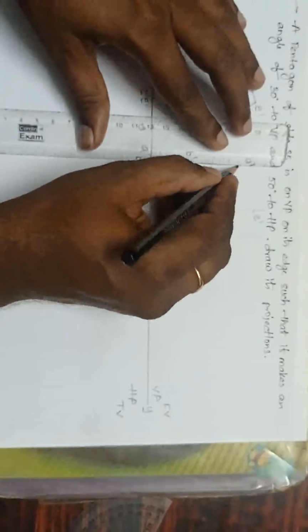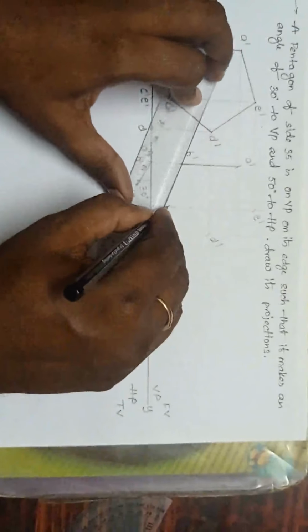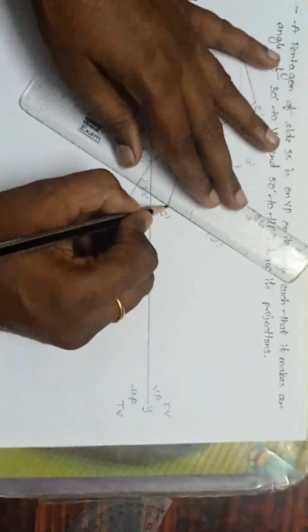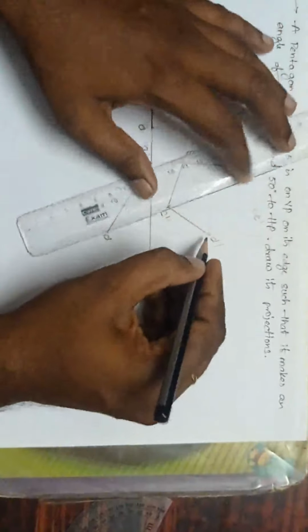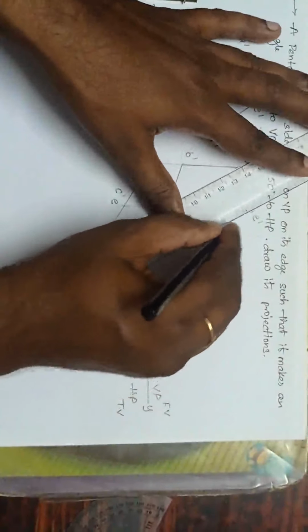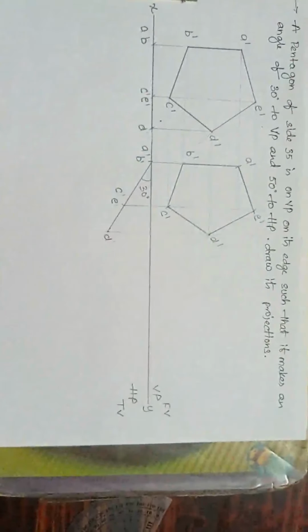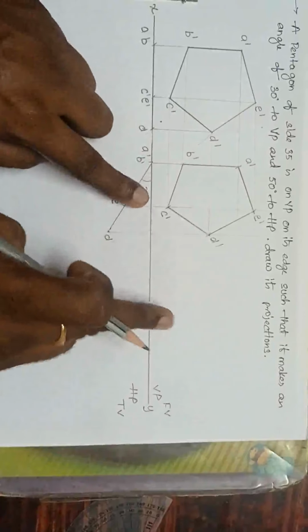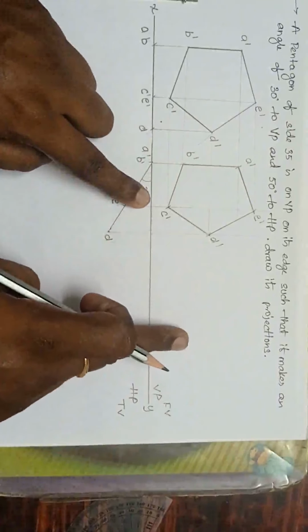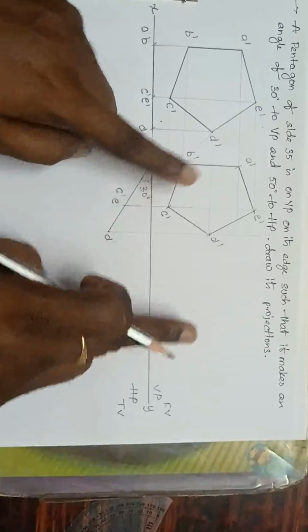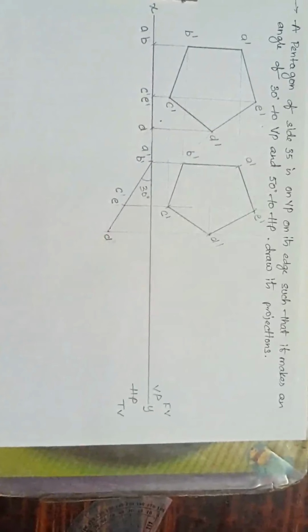Okay, this is AB, this is BC, this is CD, okay, this is DE, and this is AE. Okay, fine. I have drawn something like this. Now next, what to do? I have to make inclination with the HP now. Okay, at an angle of how much? 50 degrees. I have to draw on the VP. Now next, what to do?